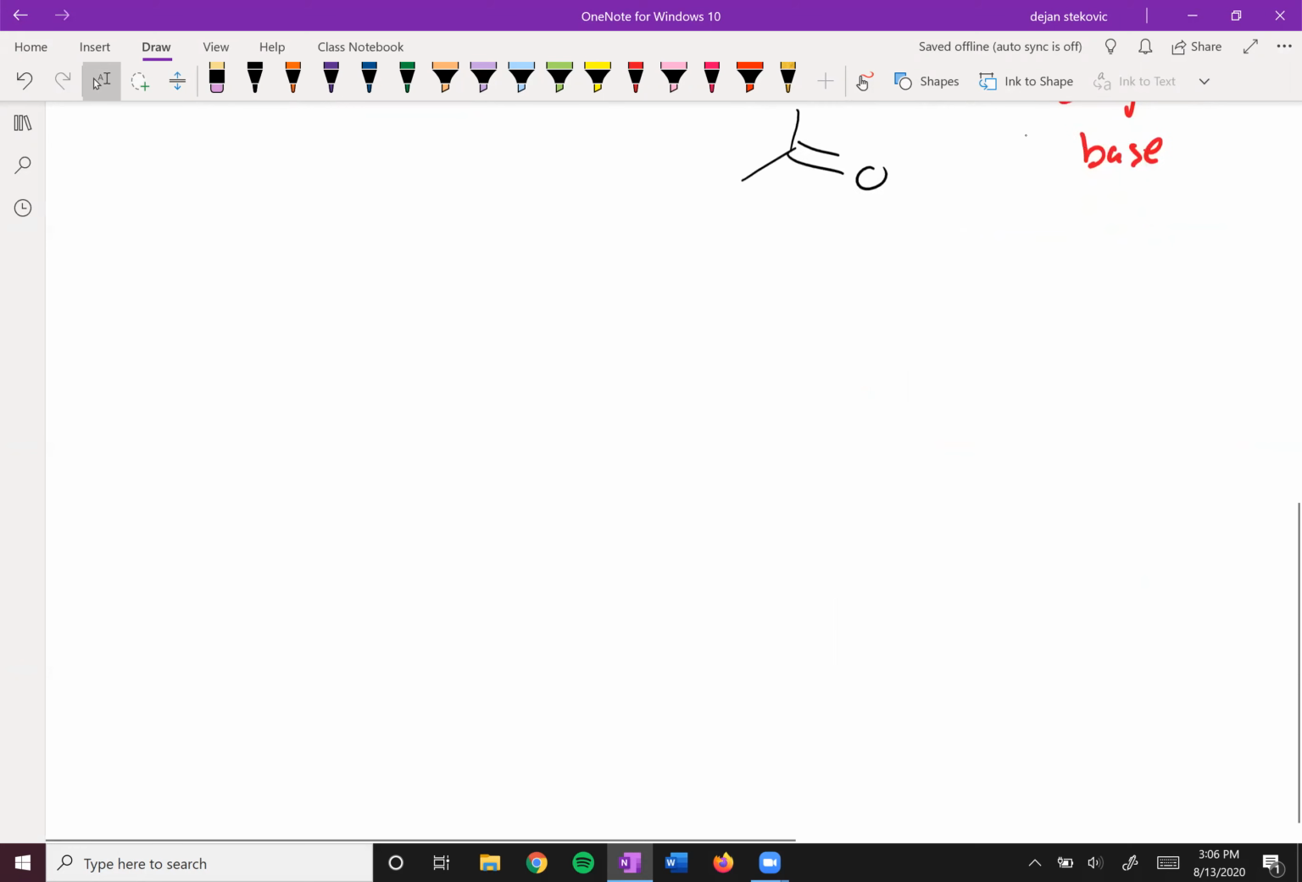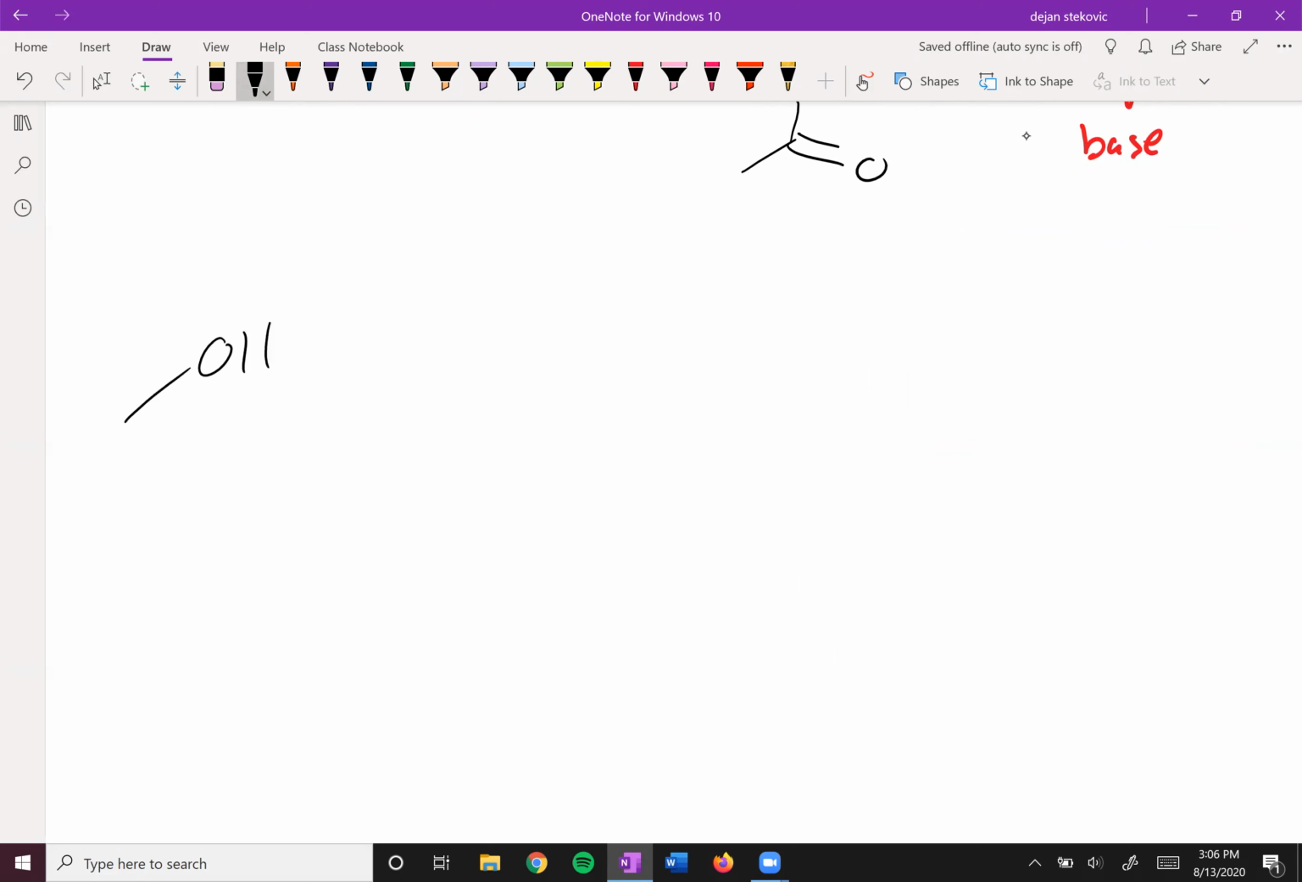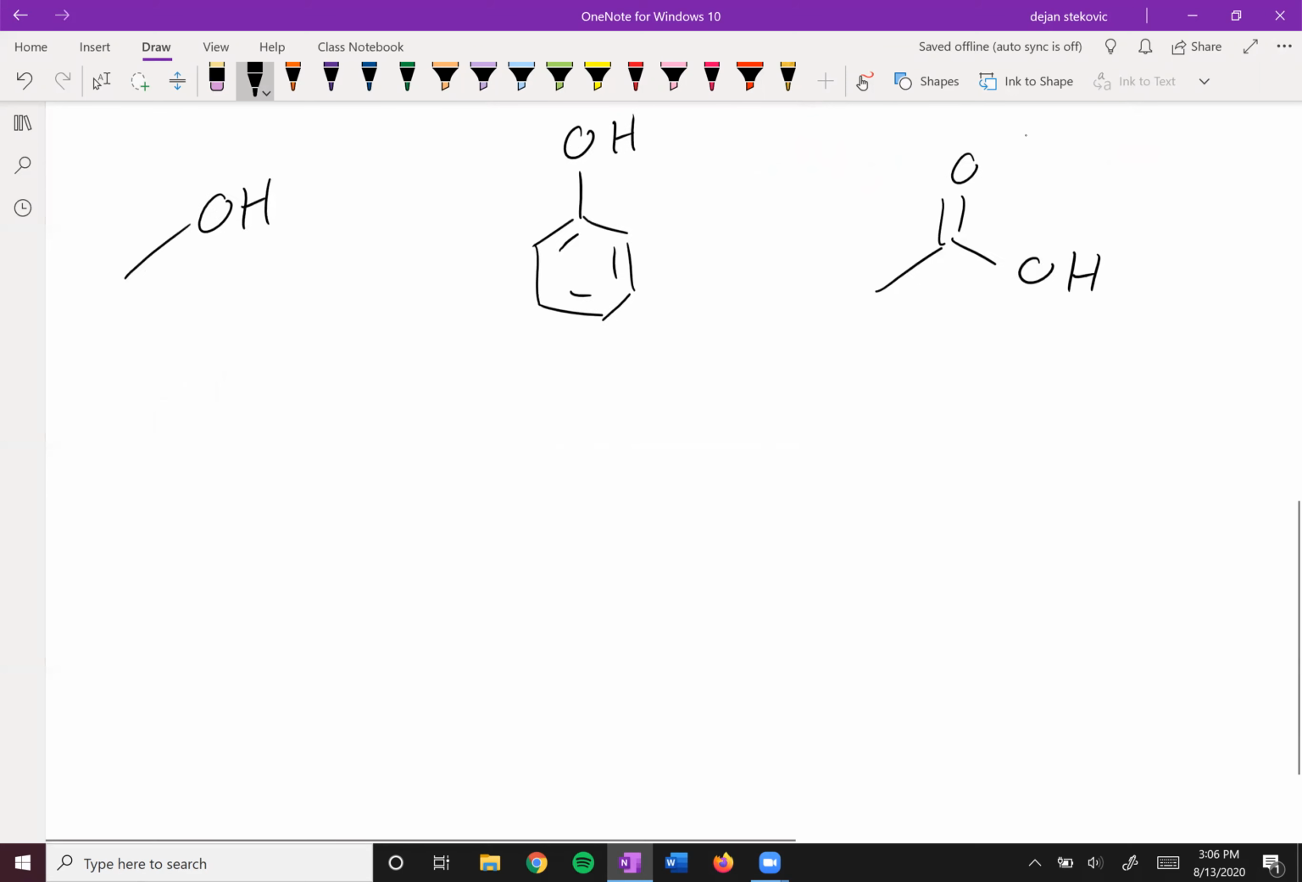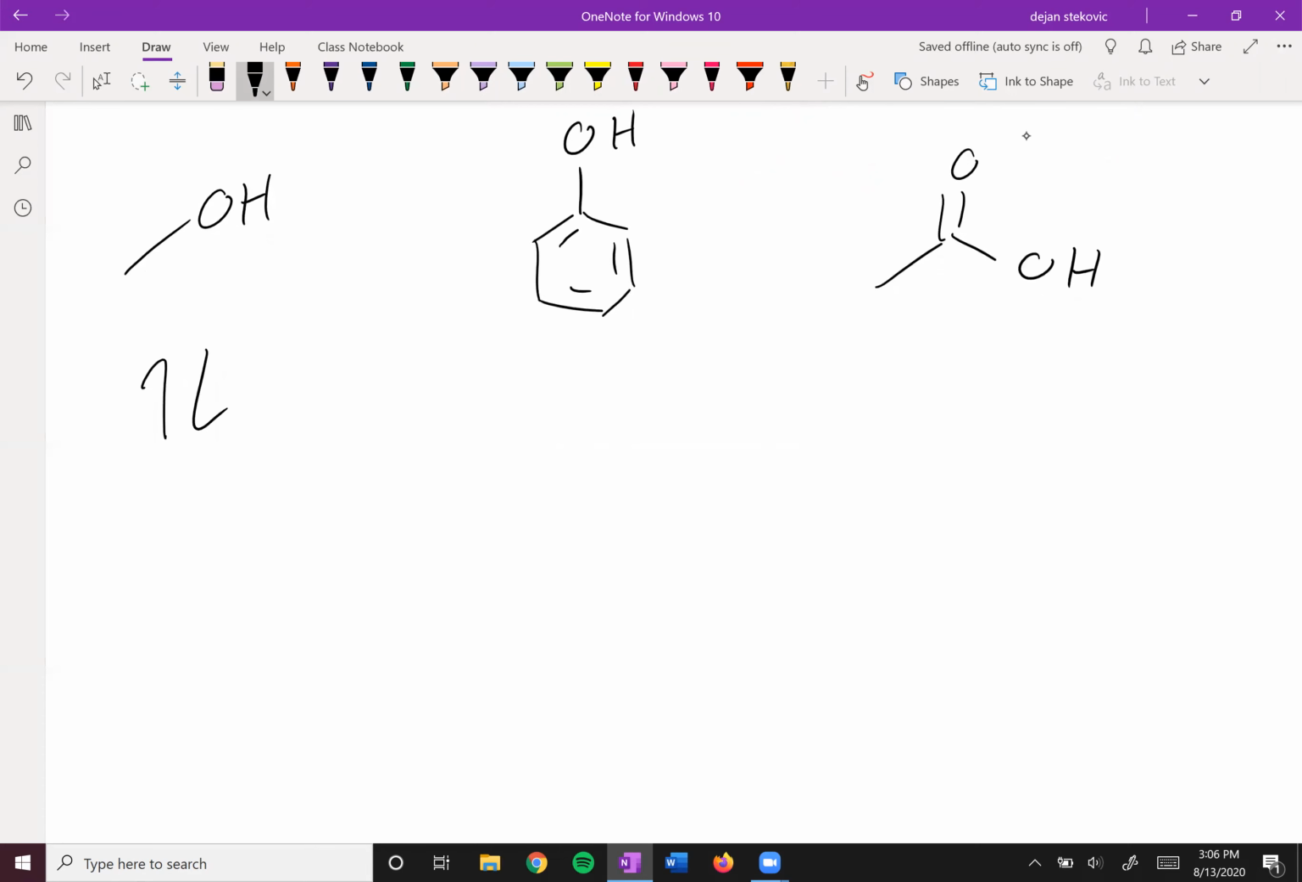Let's take a look at another case right here where things get a little bit more tricky. So we have this alcohol over here. We have this component over here, which is known as a phenol. And then we have our carboxylic acid, right? And we'll deprotonate each one of them, see how they're acting as acids. So we have this O- here, no resonance structures, not that great. Deprotonate this guy over here.